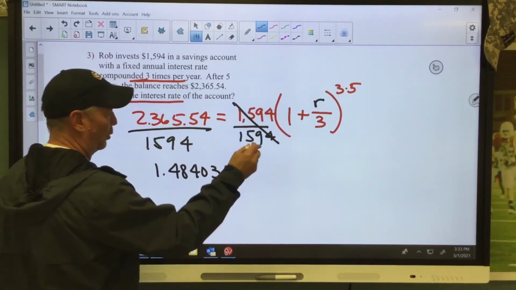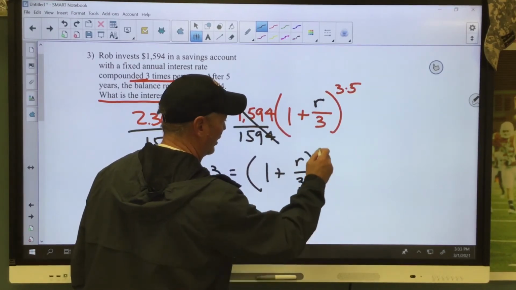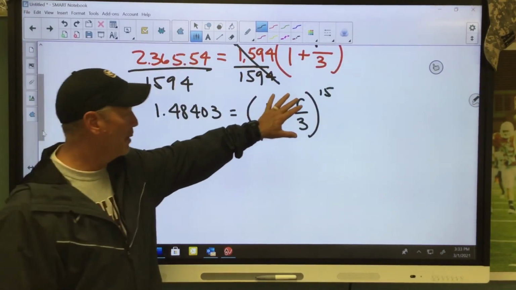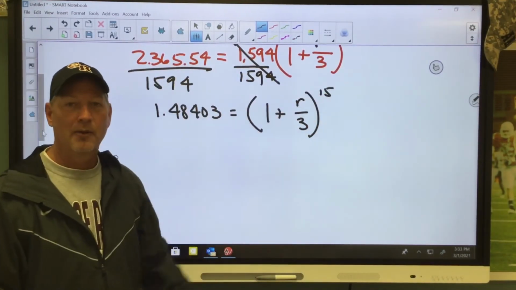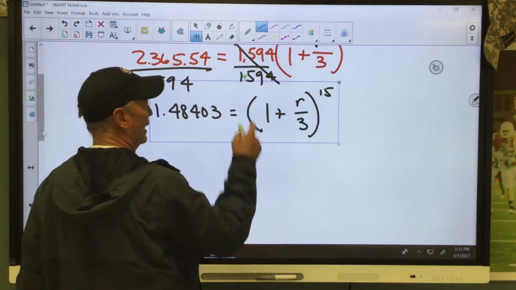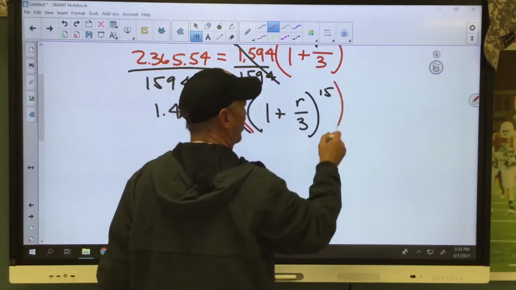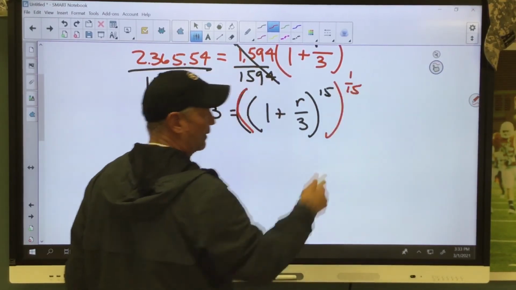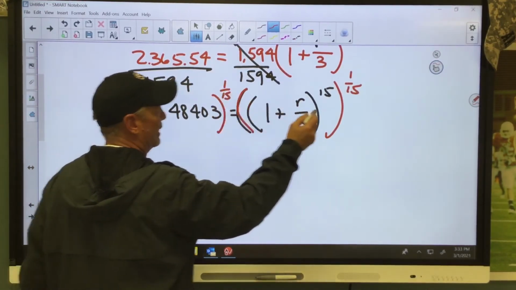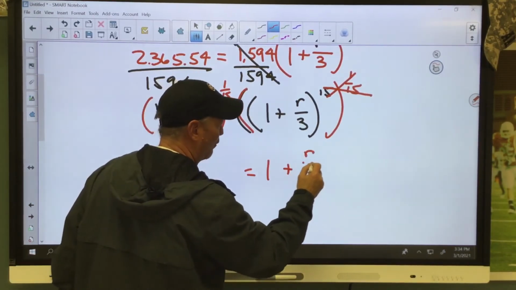1.48403 equals 1 plus r over 3 to the 15th, okay? So what I need to do now is, here's my base and exponent. Remember how we did this with growth and decay? I want this 15 to disappear, so we're going to raise the power to the reciprocal. And that will cancel that exponent. That's going to leave us with 1 plus r over 3.